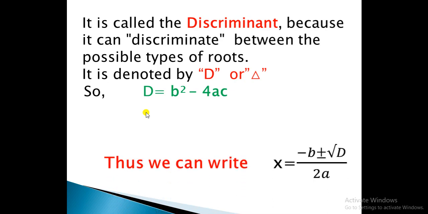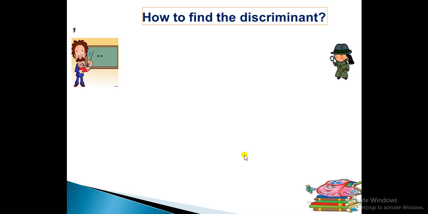So D is equal to b square minus 4ac. Thus when we write D instead of b square minus 4ac in the quadratic formula, we get the formula as x is equal to minus b plus minus under root D upon 2a. Now let us see how to find out the discriminant.